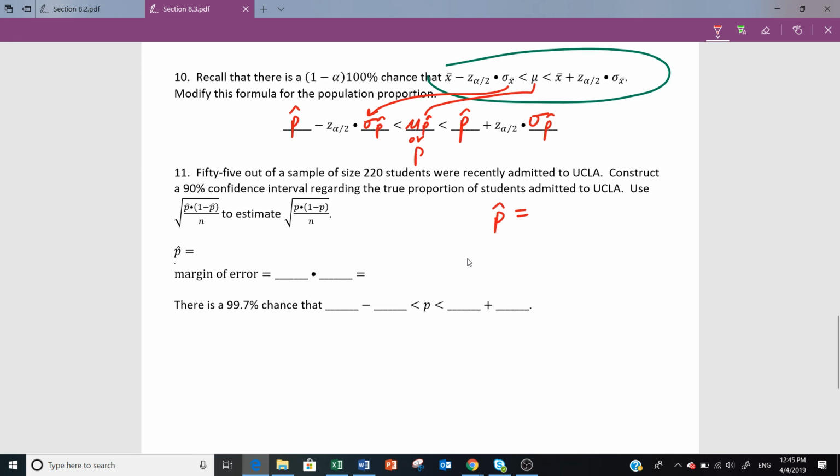It should be a decimal. P hat's always a decimal. What did you get for your p hat? The proportion of the sample that were admitted to UCLA.